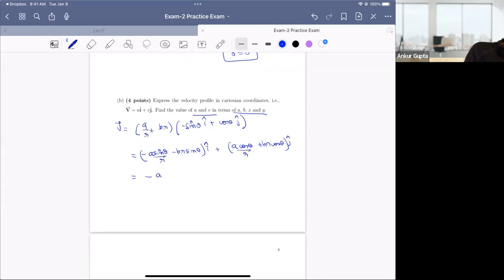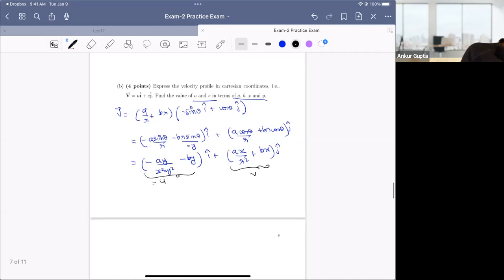This basically becomes minus ay by (x square plus y square) minus by, right? So this is y, and then sine theta is y by r, so r square is x square plus y square. So I had plus a cos theta by r. So same idea. So ax by r square plus bx j hat. Okay. So this is equal to u. This is equal to v. All right. So I guess that's it. This is the part which you have to do.